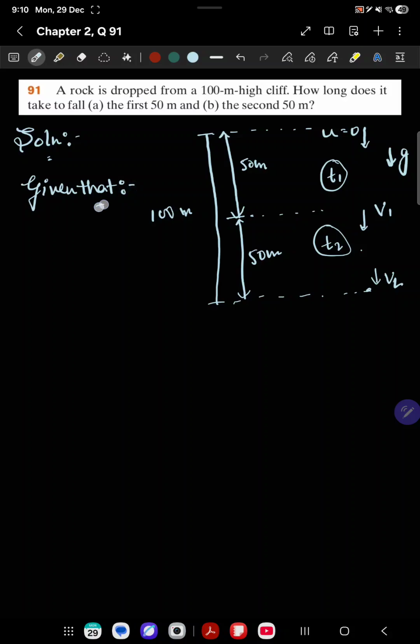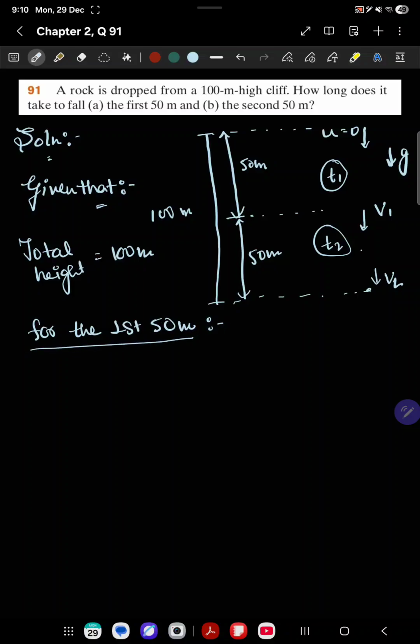Given that total height is given, which is 100 meter overall, and apart from that nothing is written. We need to assume. Okay, so for the first 50 meter, I am writing the equation. Its initial velocity is 0, and we need to make a relation with respect to time. So we are using this relation, which is s equal to ut plus half at square.